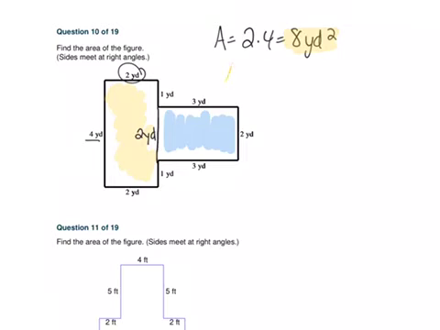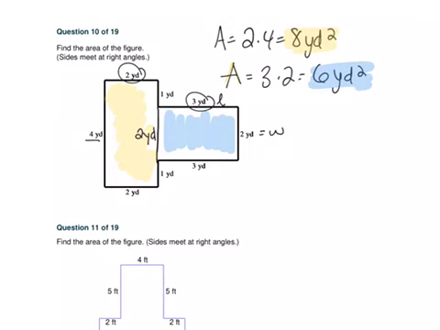rectangle. And then the area of the blue rectangle is 3 is the length of that, and 2 is the width of that. So we're going to do 3 times 2, which is 6 yards squared. So that's the area of the second rectangle. And then in order to find the area of the whole figure, we just need to add those two together. So 8 plus 6 is 14. So you'd say the area of the whole figure is 14 yards squared. Okay? So again, split it up into two rectangles so that you can find the area of each. Let's try the next one.